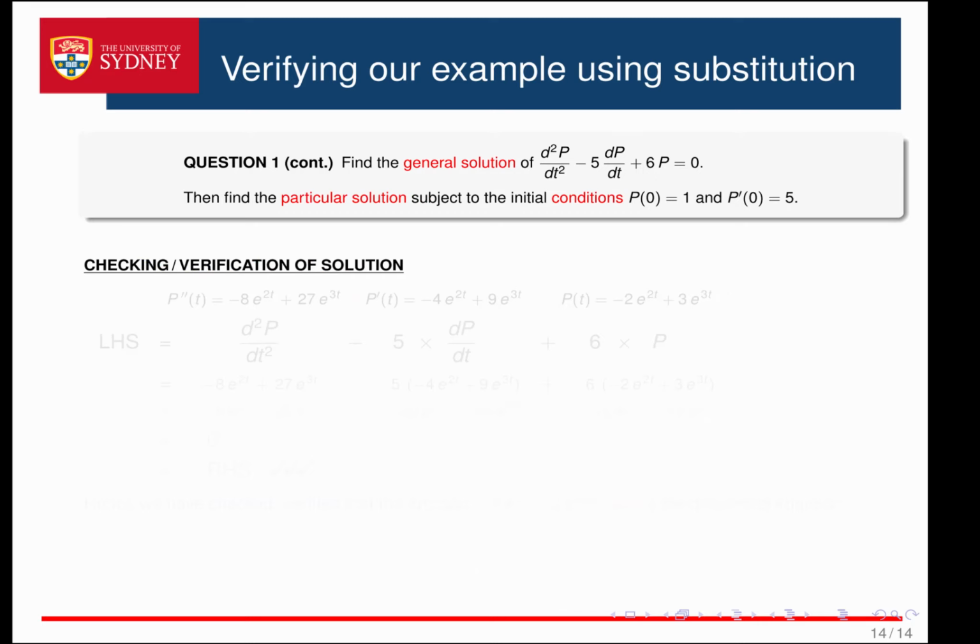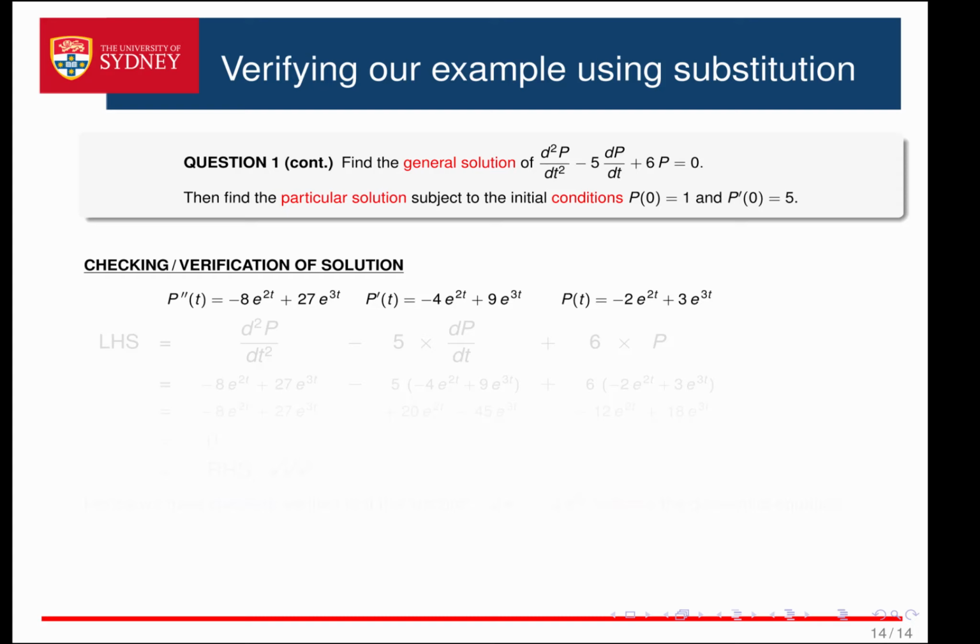Slide 14. Verifying our example using substitution. This completes the solution to the problem, and if you're asked to solve this problem, you can just stop here. To reinforce our understanding of what a solution means, we now verify that our p of t satisfies our differential equation.